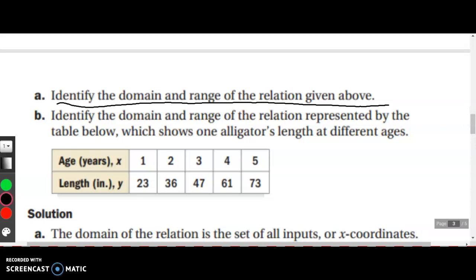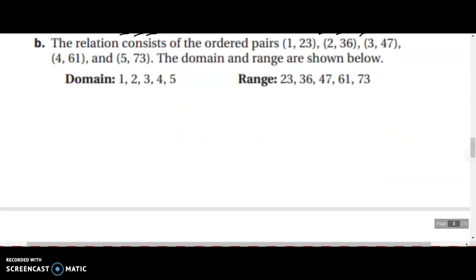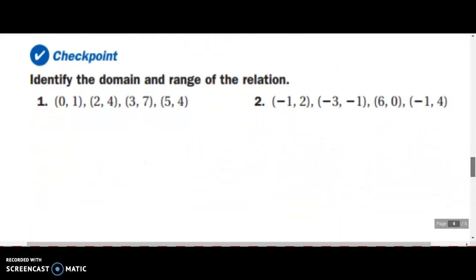Here, we're asked to identify the domain and range of this table. So the domain is 1, 2, 3, 4, and 5. And the range is 23, 36, 47, 61, and 73. And here it is right here. 1, 2, 3, 4, 5 for the domain, 23, 36, 47, 61, 73 for the range. Okay? Domain and range is really that simple.